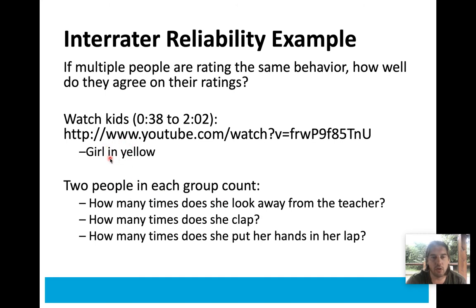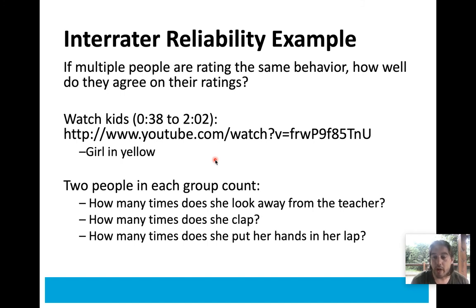What I want you to do is focus on the girl in yellow, and I want you to record how many times she looks away from the teacher. I want you to record and write down how many times she claps. And I want you to write down how many times she puts her hands in her lap, right? So we're counting these observational behaviors for the girl in yellow. What I want you to do is notice that it would be quite possible for different raters to get different ratings, right? Different observations from these behaviors.